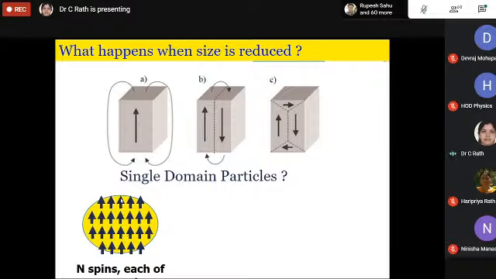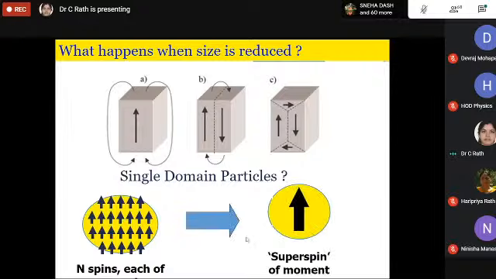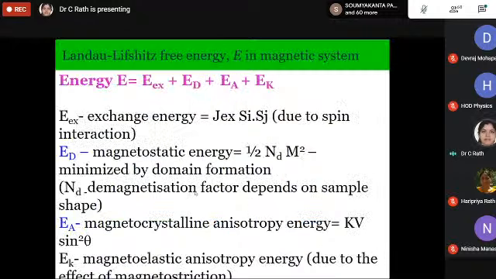If you have a single domain, it means all the spins are in one direction. So you have n spins, each of moment mu, so the total is a super spin of moment n mu when you reduce the size. And these are the energies which are associated. They are affected very much by reducing the size.